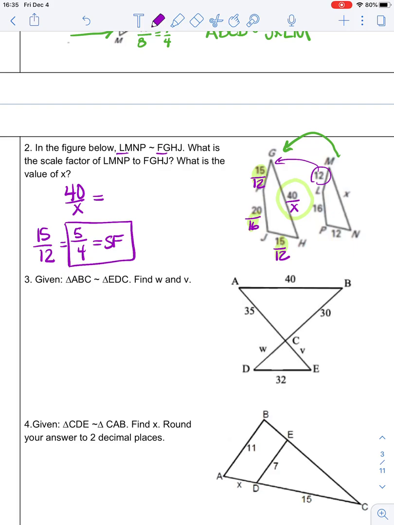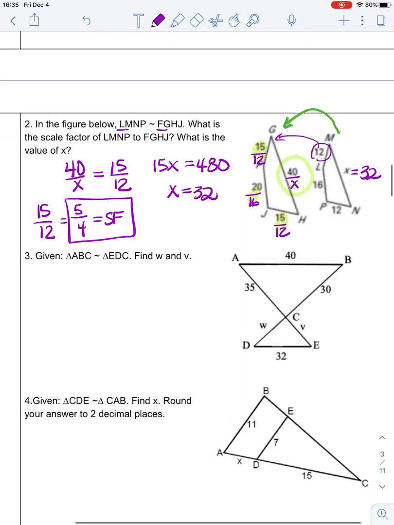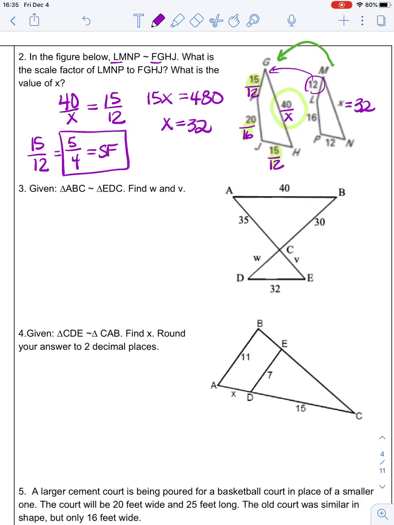So set it up, 40/X is equal to, and it doesn't matter which one you use, but you can use your scale factor if you want. So I'll just use 15/12 since I've used it before. Like I said, you could use 5/4. So we would cross multiply to get everything off the denominator and into the numerator. So it would be 15X is equal to 40 times 12, which is 480. And 480 divided by 15 is 32, so X is equal to 32. And what that means is that this side is 32.